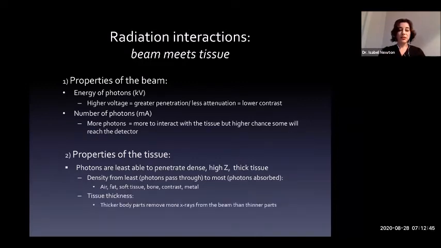We've talked about tissue thickness, but the important thing about tissue thickness is that thicker body parts attenuate more X-rays than thinner parts, and they produce more scatter.